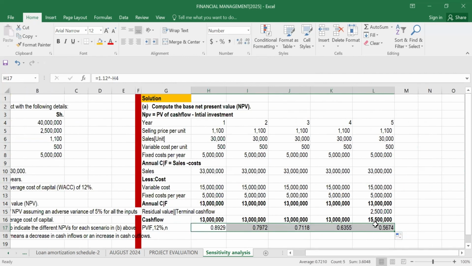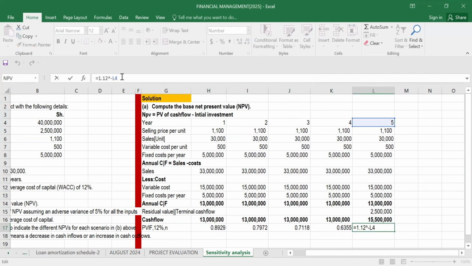And I hope you can see, for example, in this case, we can just click this cell, the last one, and we see how this figure has been computed. You can see the formula up here. You can click there, and you'll be able to see how that figure has been computed. It is 1.12 raised to power negative 5, which is basically correct. Okay, so having that, then we get the present value of cash flows.